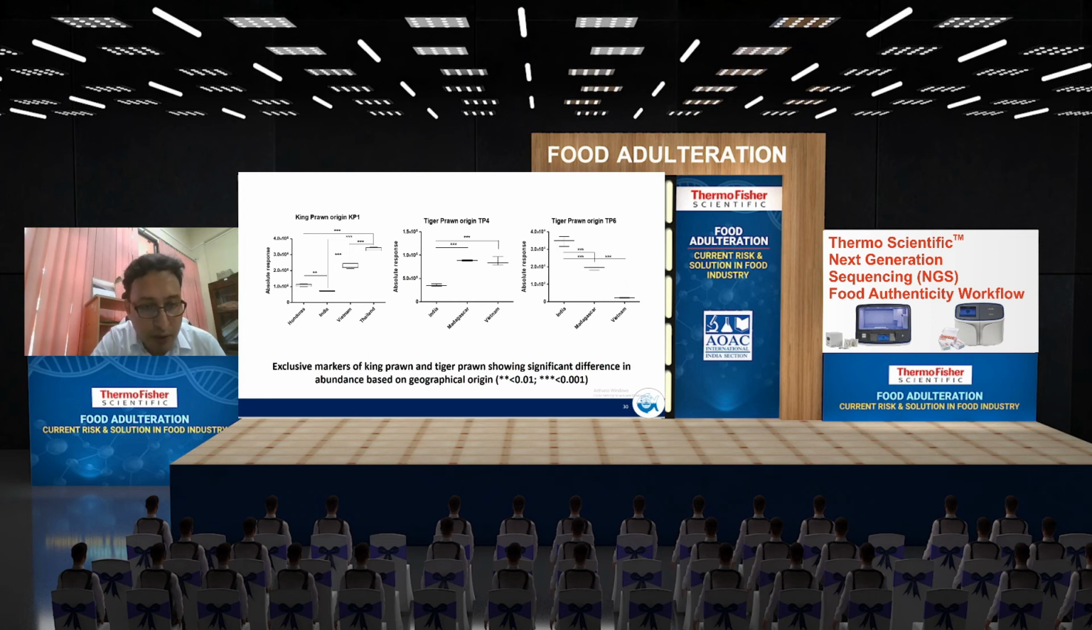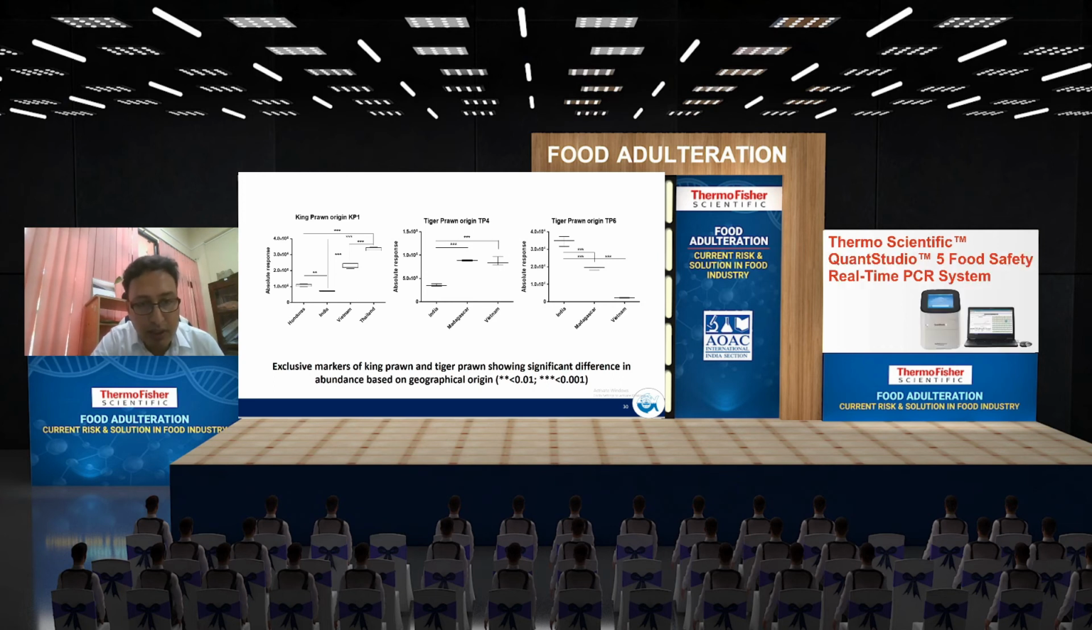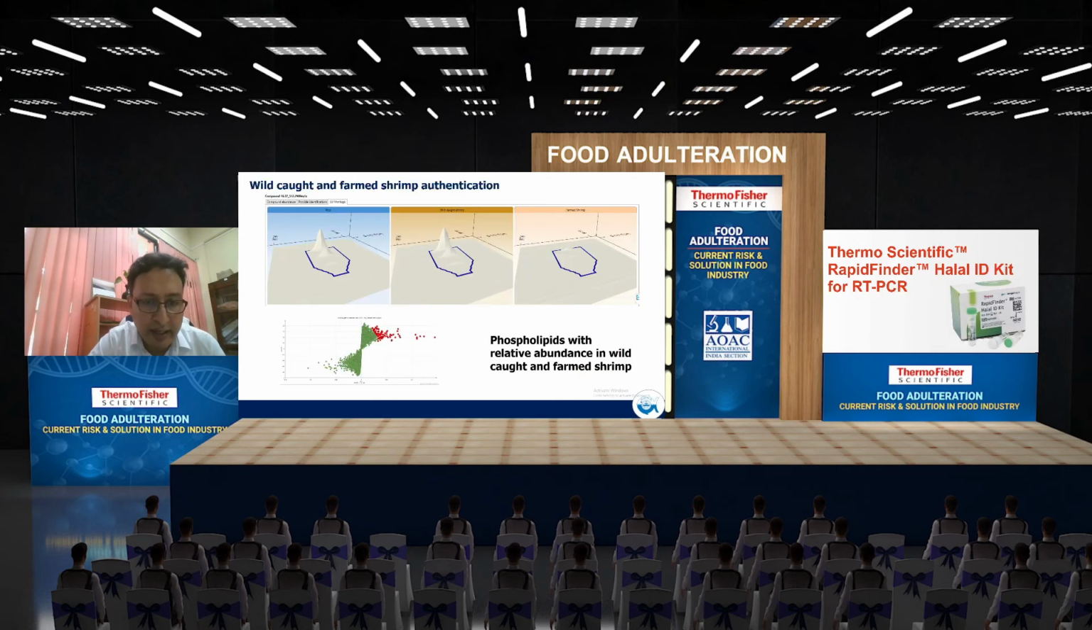Here in geographical origin, we could see that the relative abundance of these markers varied based on location. For the markers from India, Madagascar, Vietnam, Thailand, based on their geographical origin, they had different relative abundance. So these markers have potential to be used for building predictive models, which can be used for geographical origin applications as well. Can I have the next slide, please?